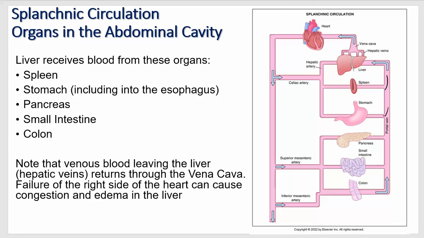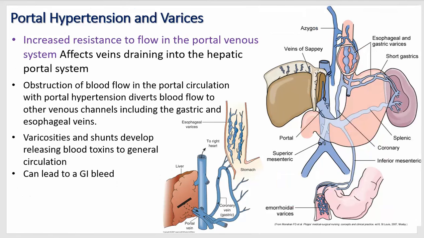But right-sided heart failure can cause congestion. So if blood doesn't move back into the heart, it will back up into this area. You can have edema, fluid buildup around this area here, around the liver. So one of the consequences is hepatic edema, or liver edema, fluid building up around the liver.